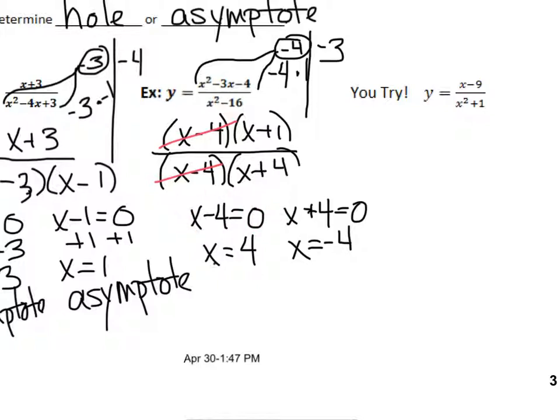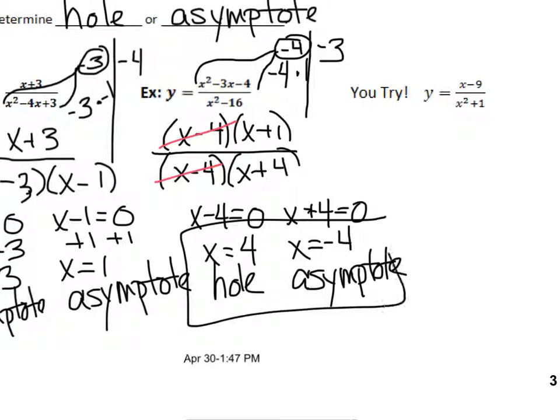So I'm going to write a hole underneath this. X plus 4 would not cancel, so when it doesn't cancel, it's an asymptote. And these are your answers. So now go ahead. We're going to actually do the next few tries together, and then there's some that you'll practice on your own here.